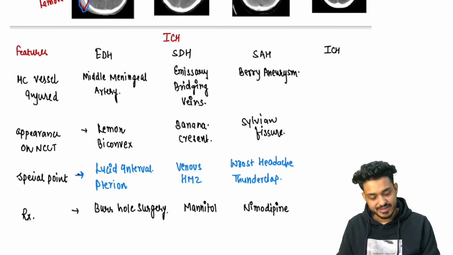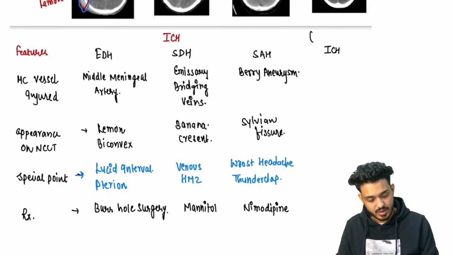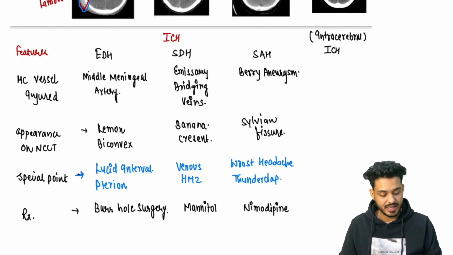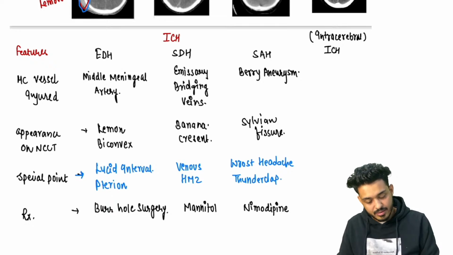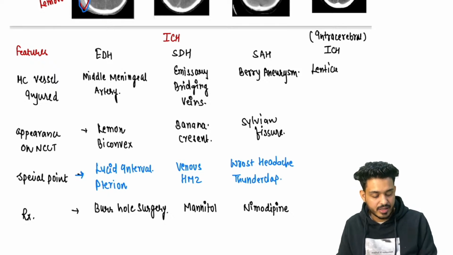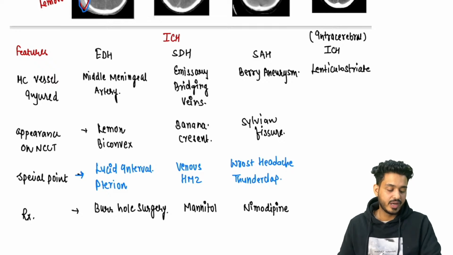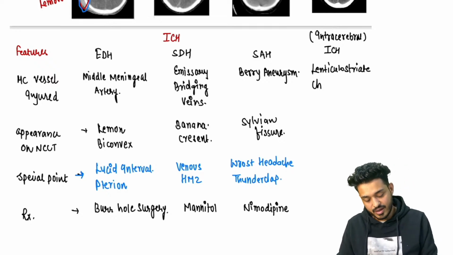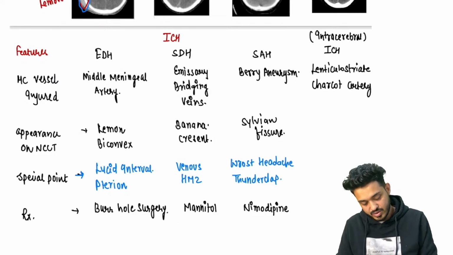Next we are having is ICH. This is going to be intracerebral hemorrhage, right? What is going to be the most common artery that is going to be damaged? Here is going to be your lenticulostriate artery. You can also call it Charcot artery. It is the most common site of damage, right?